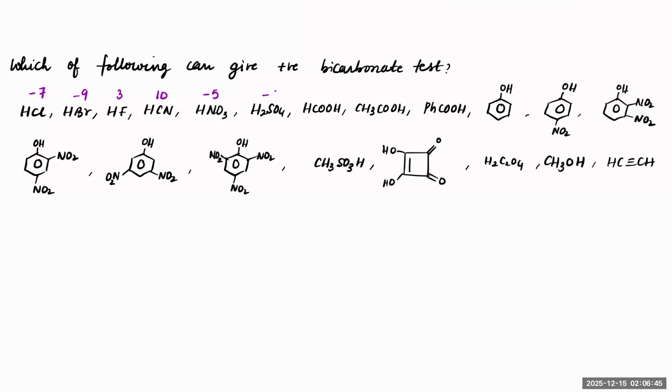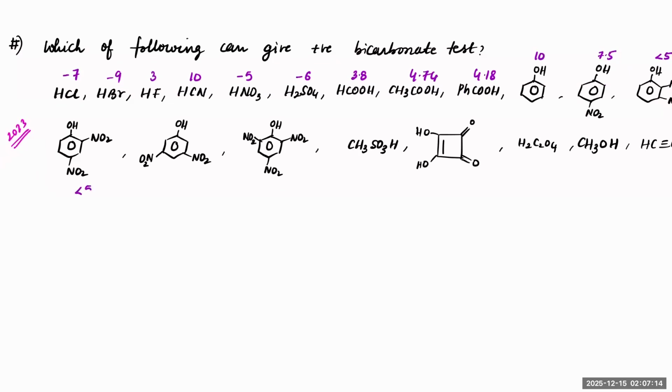H2SO4, this is also around -6. HCOOH, formic acid, around 3.8. This is 4.74. Benzoic acid is 4.18. Phenol is around 10. Phenol with 1 nitro comes around 7.5. With 2 nitro, definitely it is less than 5. Okay, here also it is less than 5. Here also it is less than 5. Here it is picric acid. Picric acid is 1. Sulfonic acid is -5.